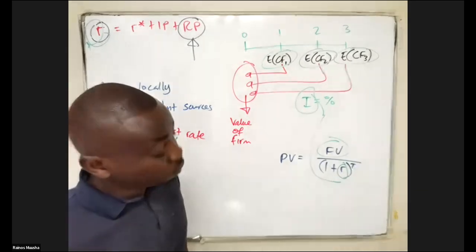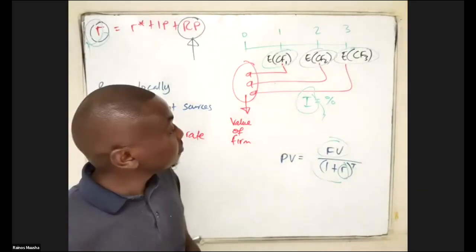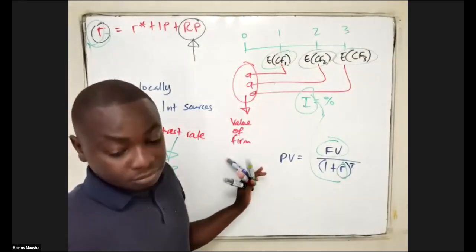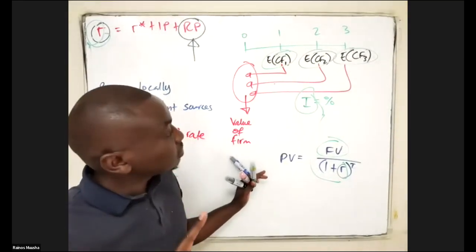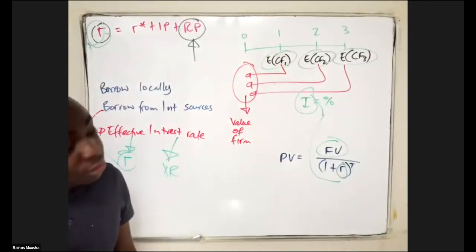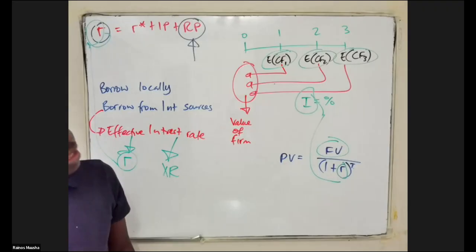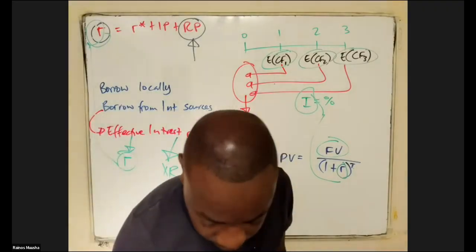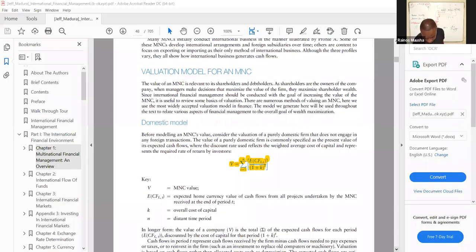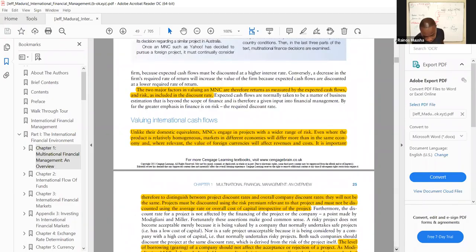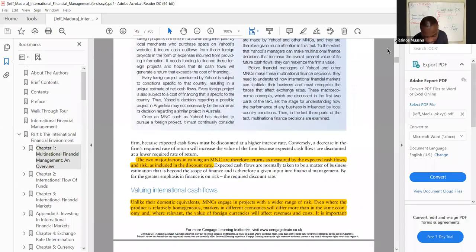But now, what do we know? For a purely domestic firm, it's easy to find the value of the firm because there's one element that has to be taken into account when you're looking at a multinational corporation, that there's what? That estimation of the exchange rates. So if you go on that section, here they say, two major factors in valuing multinational corporations are therefore returns as measured by the expected cash flows and risk is included in the discount rate.